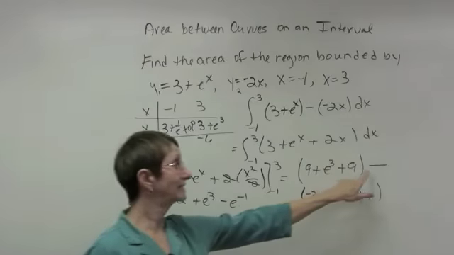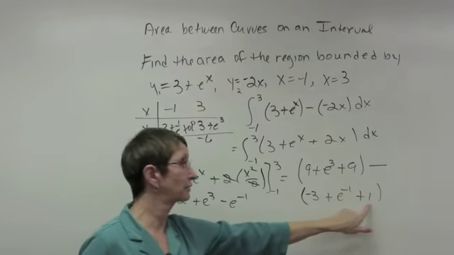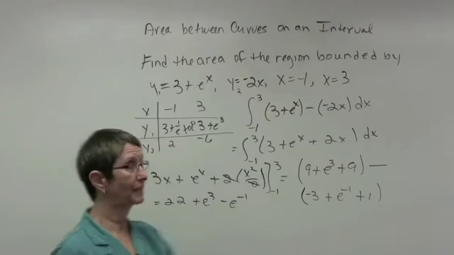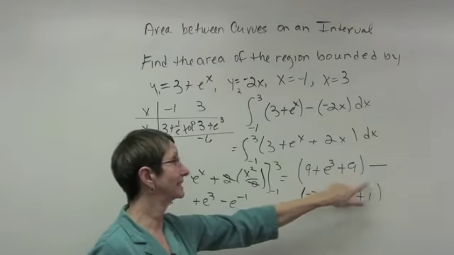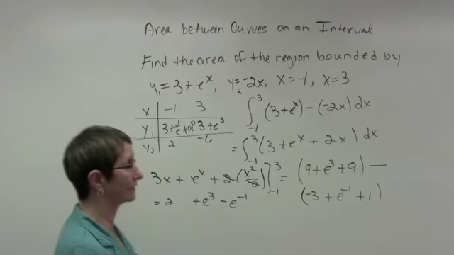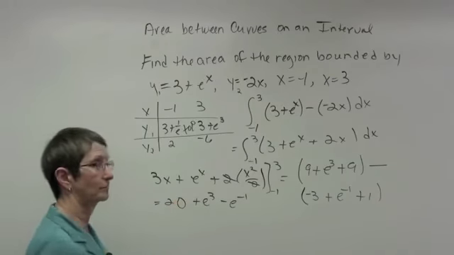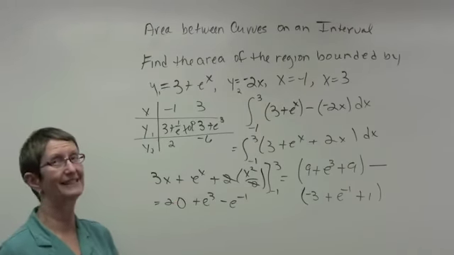Okay, when I subtracted here, I should have subtracted that 1. So instead of 22, I have 18, and 3 is 21, minus 1. It should be 20 plus e to the third minus e to the -1.